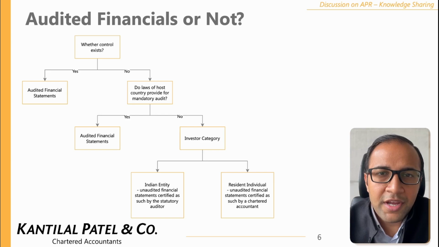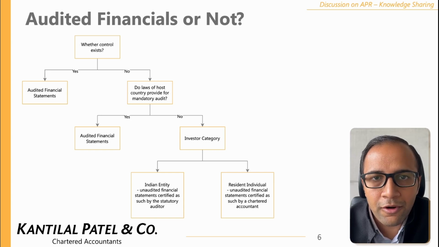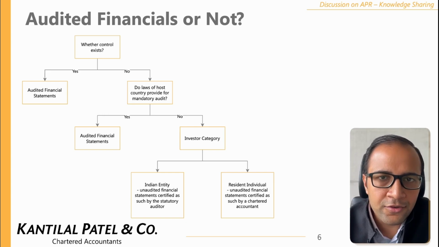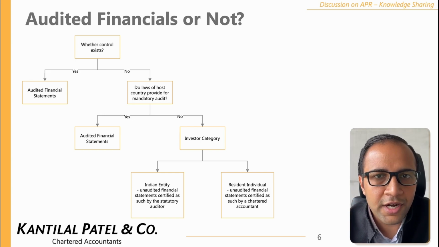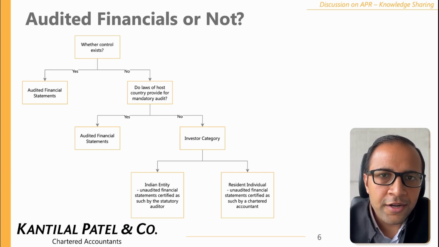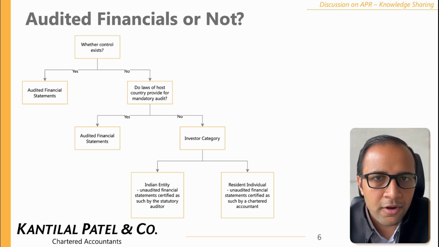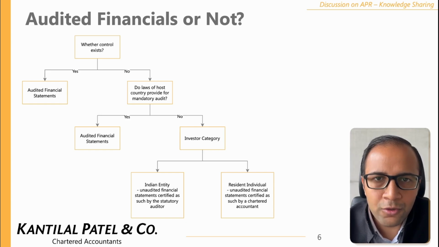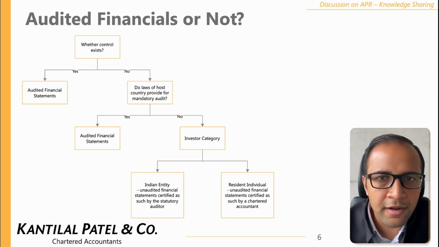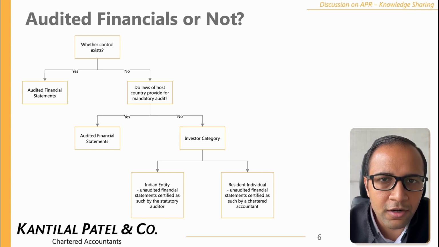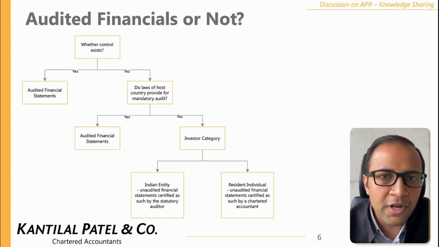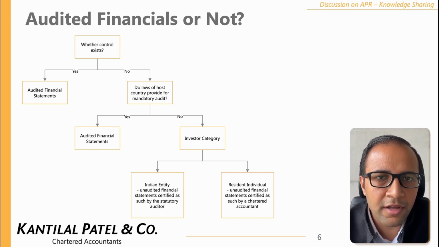This year, the biggest question that has come is whether audited financial statements are required for all foreign entities. What we have done is we have tried to make a simplified flowchart for this. The first question that you need to ask is whether control exists or not. Whether the host country has audit mandatory or optional, all of that is secondary. The first question that needs to be asked is whether control is there, and control has to be looked at as per the definition given in the OI rules and not as per any other definition.